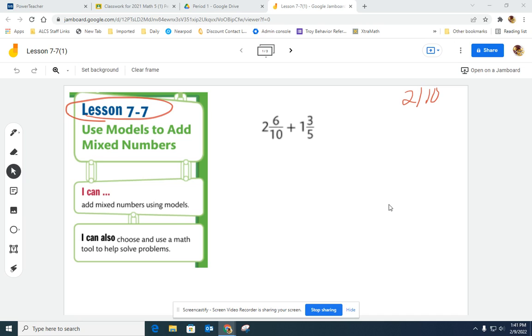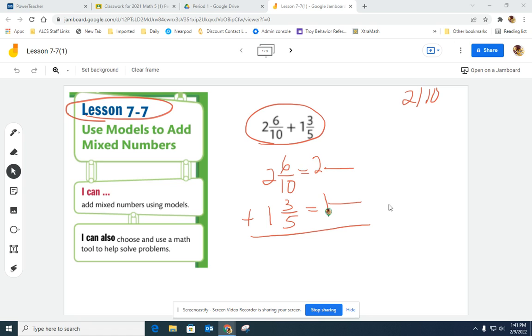So first thing we want to do is take our math problem right here, and we want to stack them. So I'm going to rewrite this 2 6/10 plus 1 3/5. And I know I need to rewrite these as equivalent fractions with a common denominator. So what you want to make sure you do is carry over your whole numbers, because those never change. So 2 and 1.